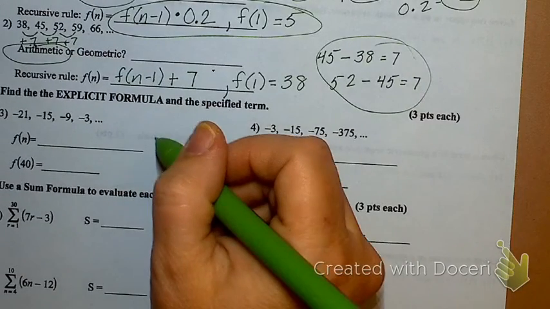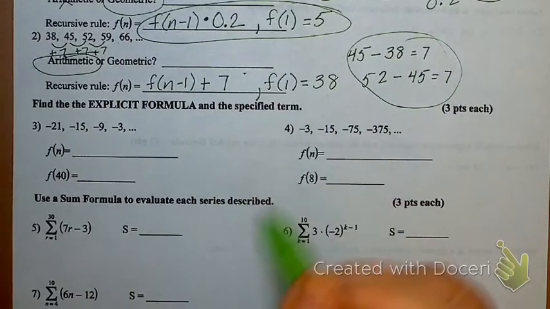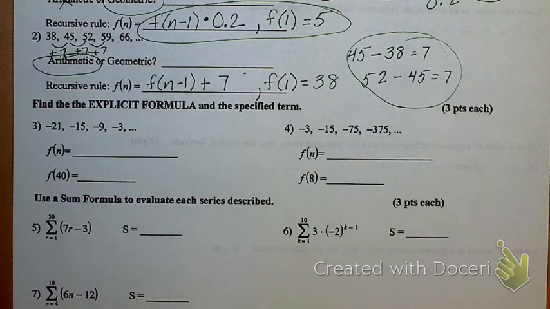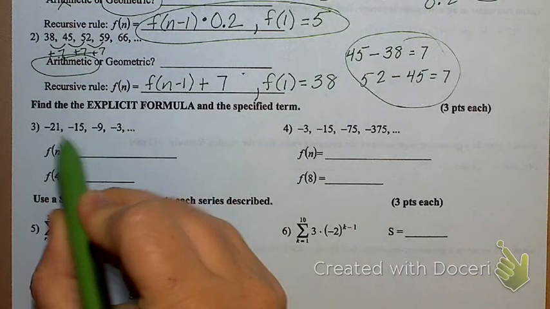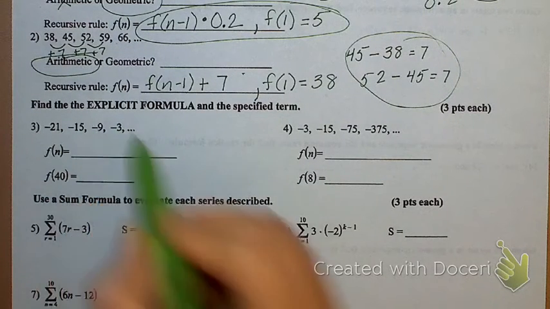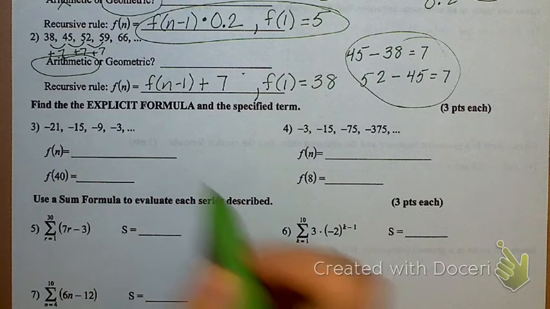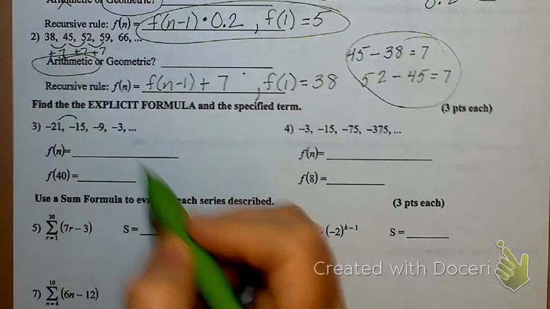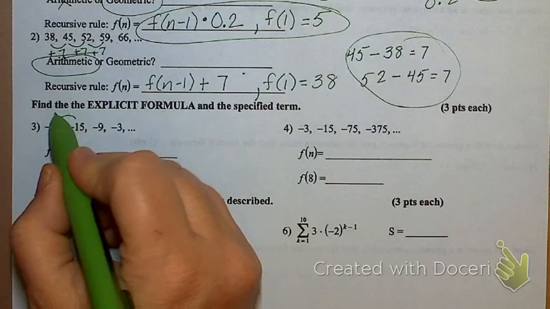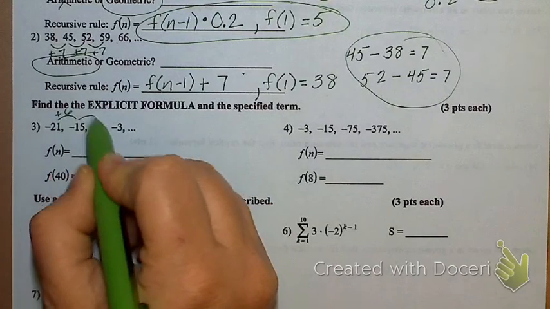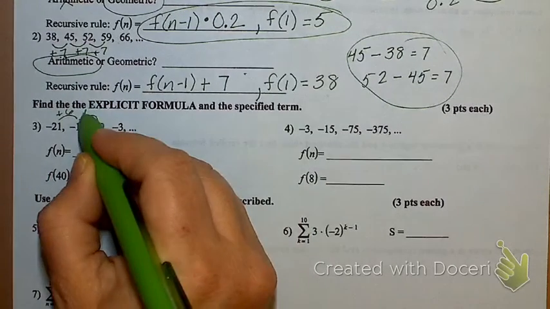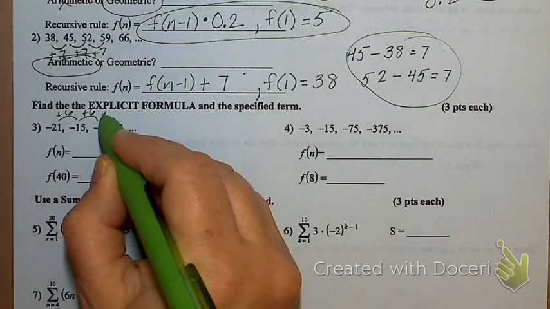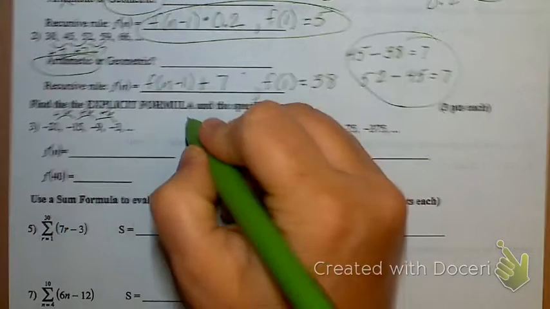Okay. Find the explicit formula and the specified term. Now you notice that I don't tell you whether it's arithmetic or geometric again. So you've got to figure it out. This first one, does it look like they are adding or subtracting the same thing each time? How do you get from negative 21 to negative 15? You add 6. From negative 15 to negative 9? Add 6.